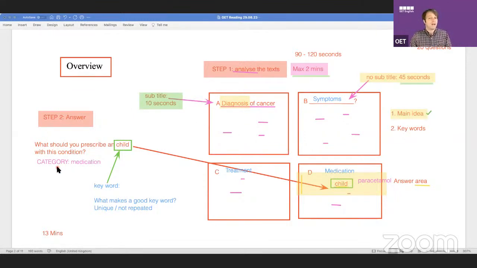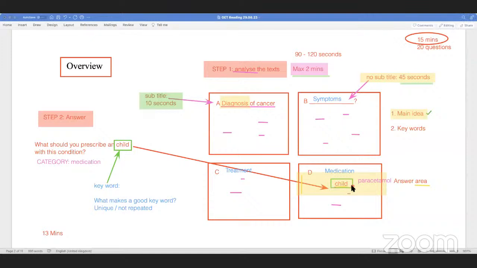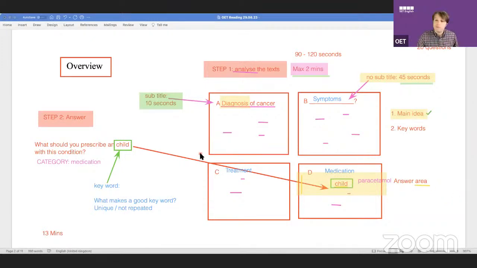Does anyone here ever forget the question? Yes, right? Sometimes you find the place, but you forgot the question. Well, you don't need to remember it, do you? With the category, you do not need to remember the question. You just need to remember one word, medication, and then you find an example of that. I'll talk about step 2 in much more detail tomorrow.